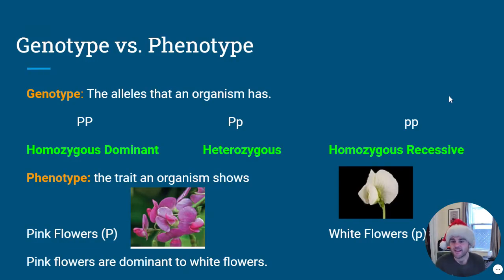Okay, so in summary, genotype are the alleles the organism has. Phenotype is the trait that's actually shown. And remember that dominant wins out because of some genetic quirk. Maybe it's producing something, maybe it's making more of something, but it's going to be overly expressed versus the other one. And that's just how the proteins end up working.